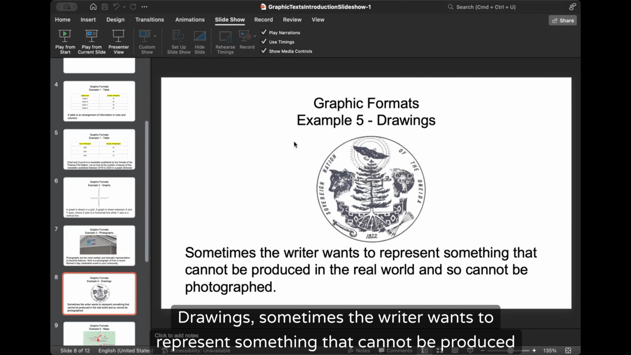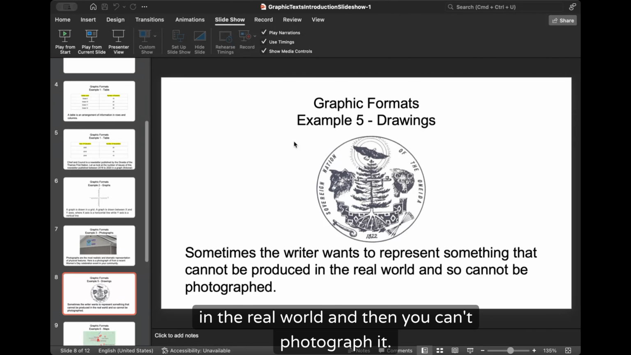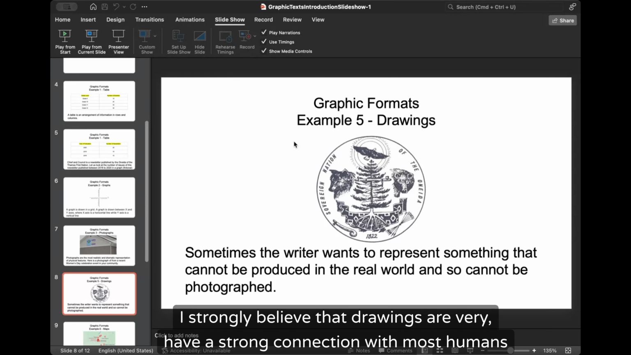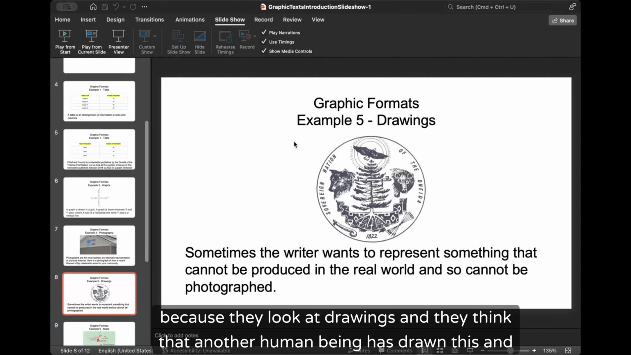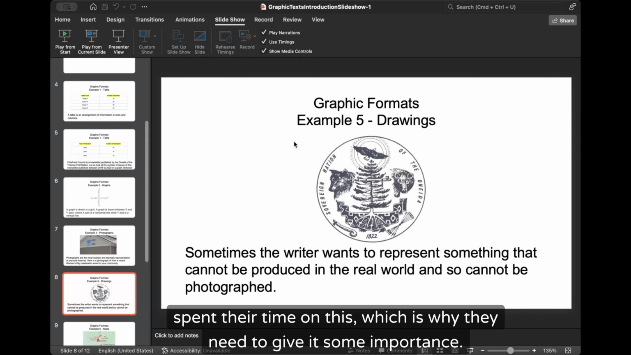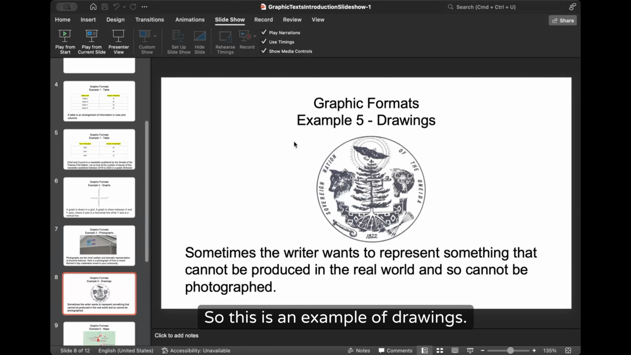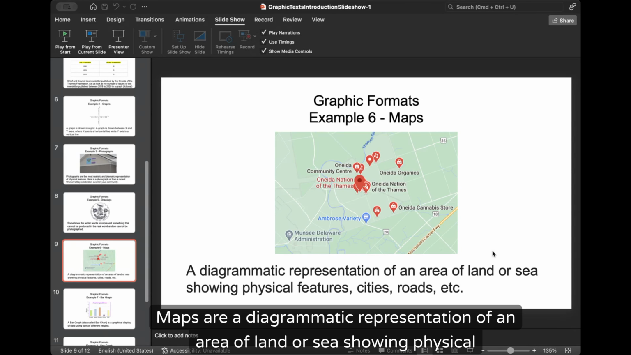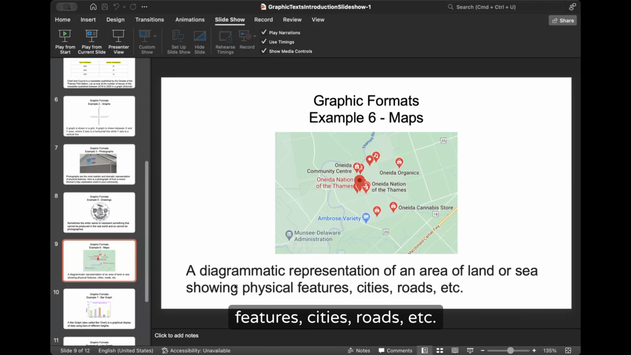Drawings, sometimes the writer wants to represent something that cannot be produced in the real world, and then you can't photograph it. I strongly believe that drawings have a strong connection with most humans because they look at drawings and they think that another human being has drawn this and spent their time on this, which is why they need to give it some importance. So this is an example of a drawing. Maps are a diagrammatic representation of an area of land or sea, showing physical features, cities, roads, etc.